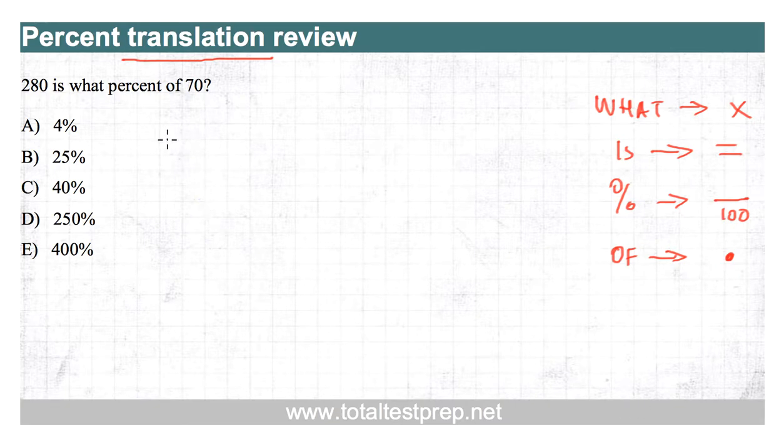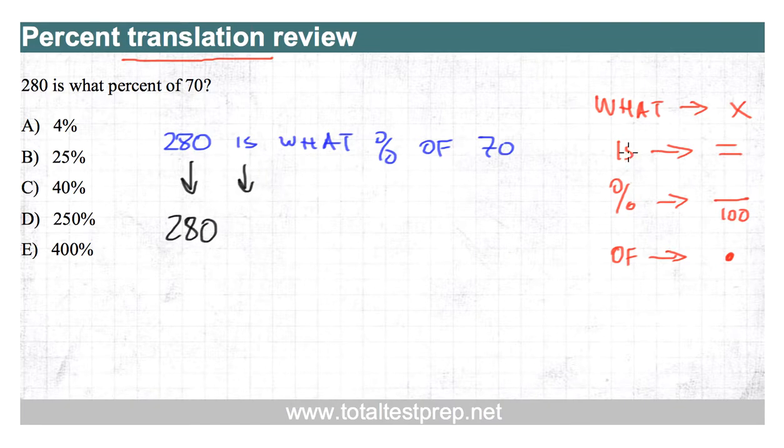Well, we're asked 280 is what percent, I'll just write the symbol, of 70. 280 is already in math terms, so we'll keep that as 280. Now, is is a phrase that you'll see in a lot of percent questions, and you can replace it with an equal sign. So literally, you go left to right, and anytime you see any of these words, you replace them with their mathematical equivalents. So is becomes equals.